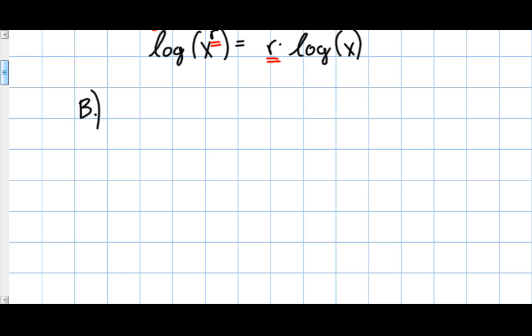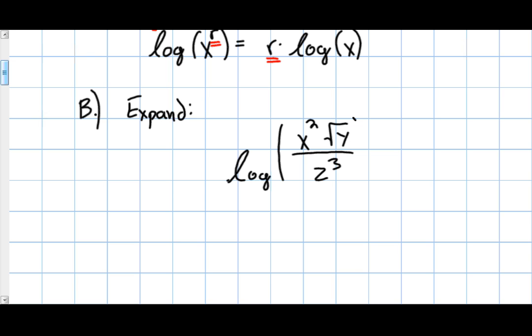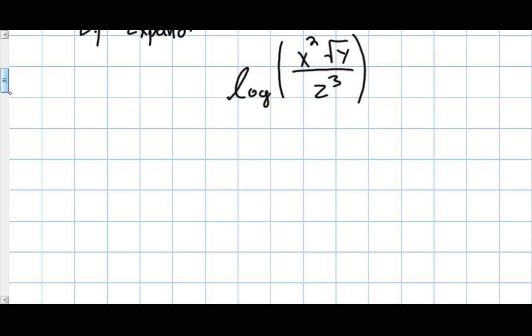So let's look at what this looks like. Let's say we want to expand something. How about expand the log of x squared square root of y over z cubed. Now this looks worse than it is, don't worry. So the first thing that we're going to want to do is if there's anything in there that's multiplied together, we are going to want to add it. If there's anything that is divided, we're going to want to subtract it. So let me show you what I mean.